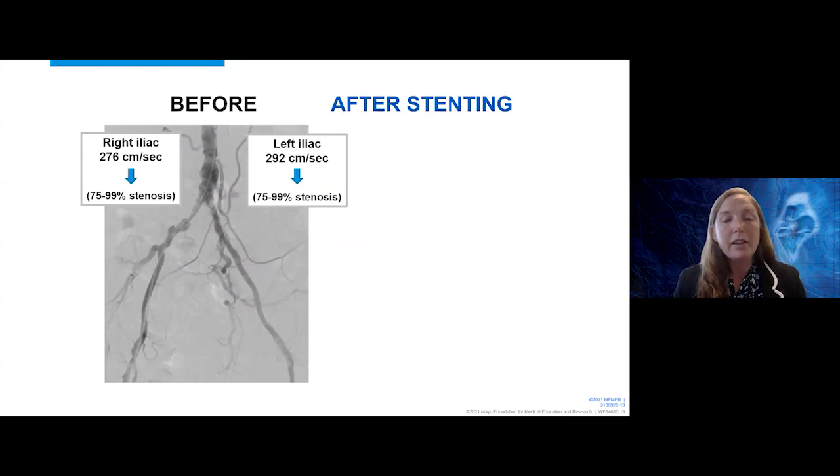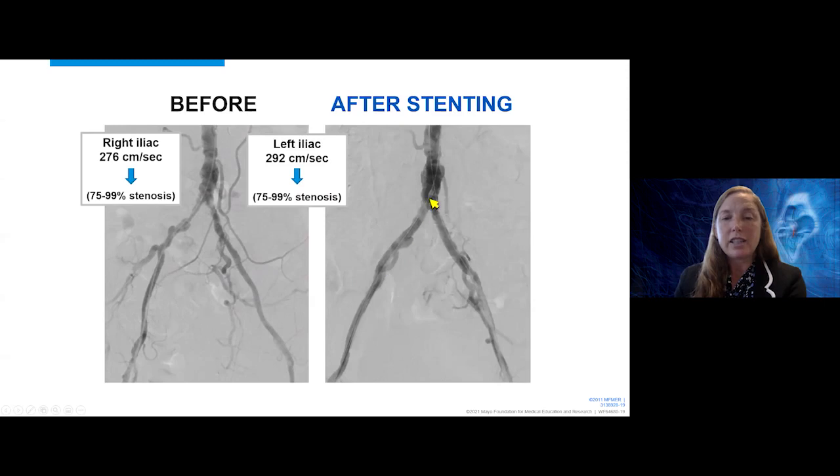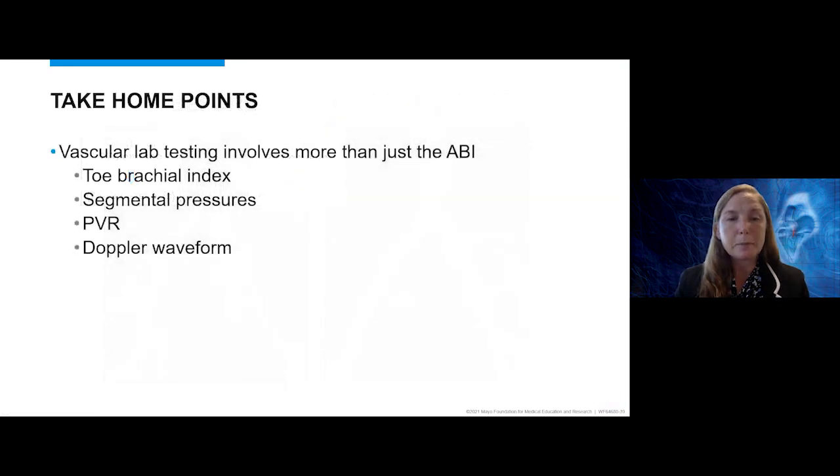And she had multifocal disease. She'd had really pretty significant iliac disease on both sides. And with ultrasound, you can measure flow, and she had quite high flow in both the iliac arteries at 2.76 centimeters per second on the right, and on the left, 2.92 centimeters per second. And you can see after stenting, she had certainly visually an improvement in the appearance of her bilateral iliac arteries.